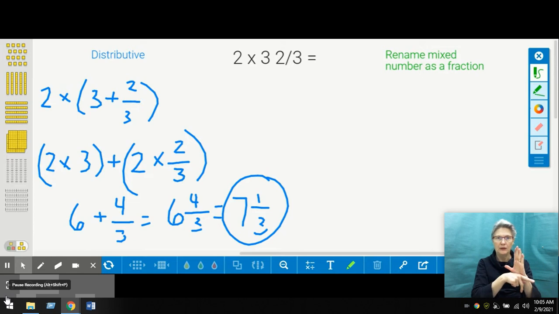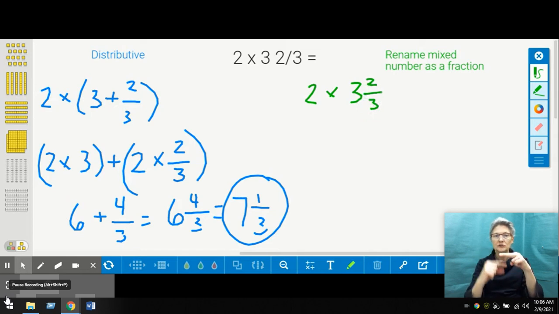So now in green, I'm going to solve the same problem by renaming the mixed number as a fraction. So I'll rename first. Okay, so I need to take my mixed number, 3 and 2/3. I'm going to write that here. 3 and 2/3, and I'm going to rename that as a fraction. How many thirds are 3 wholes? Well, if I have 3 wholes, that's 3/3 plus 3/3 plus 3/3, which gives me 9/3, and then those 2 more. So that turns it into 11/3.